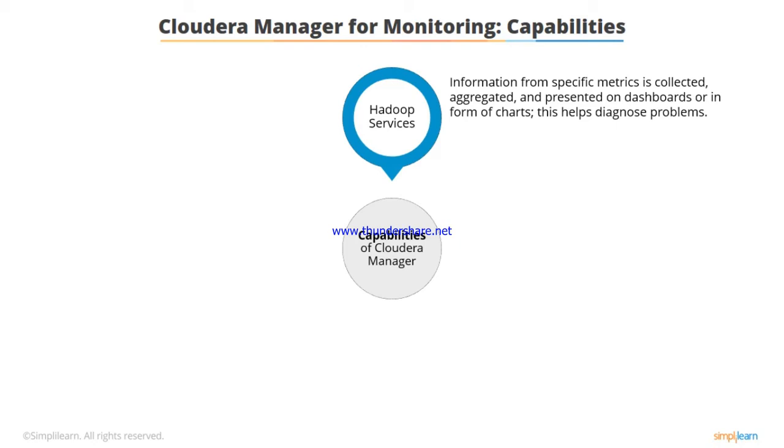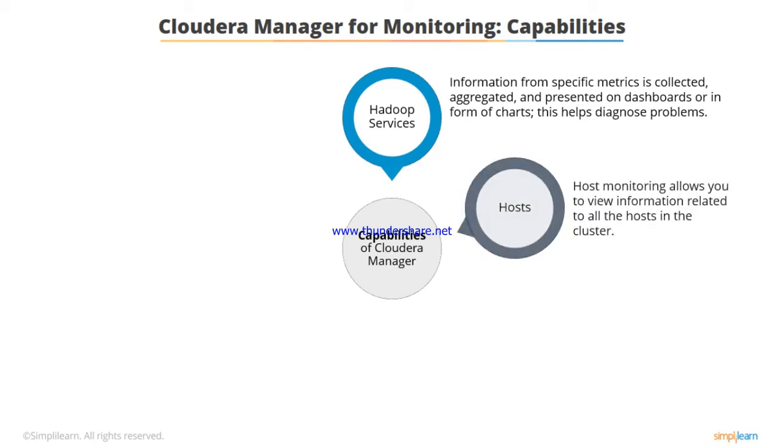These are forwarded to the service monitor checks. The health check results can be viewed at the service and role instance level. Information from specific metrics is collected, aggregated, and presented on dashboards or in form of charts. This helps diagnose problems. Health checks also embed recommendations of actions to fix issues.